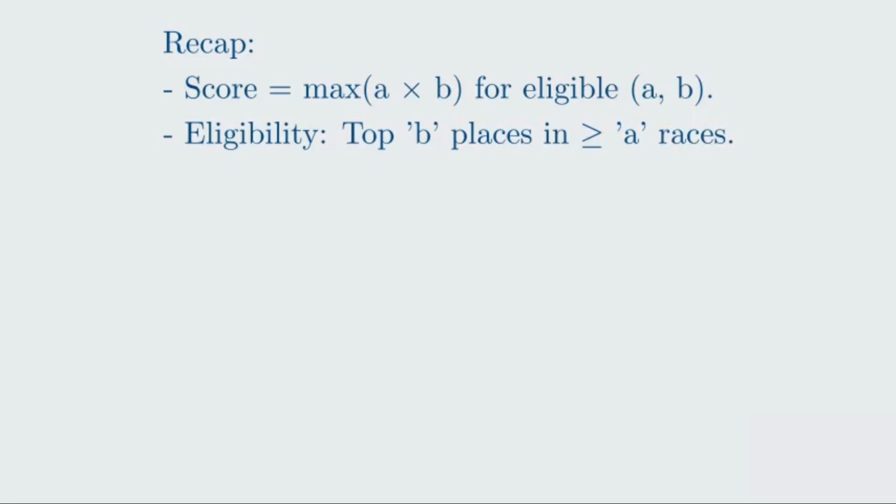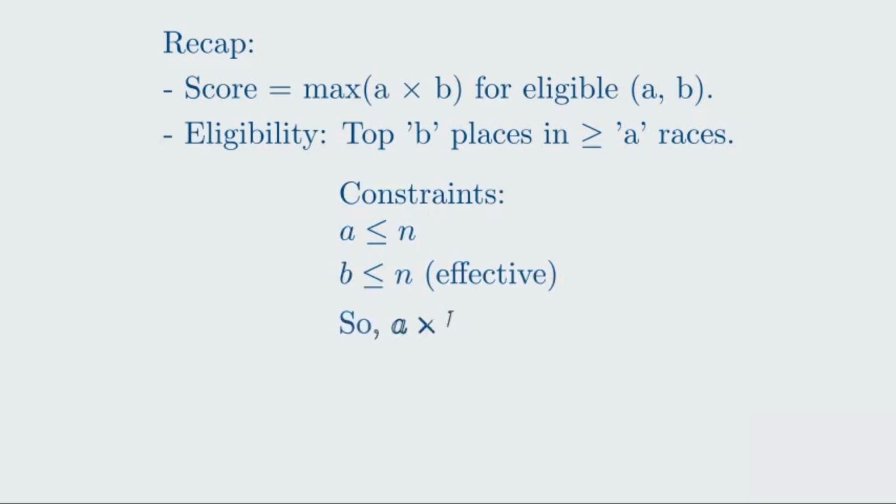So, for any eligible rating AB, we must have A less than or equal to N and B less than or equal to N. This means their product, A times B, must be less than or equal to N times N, or N squared. This gives us an upper bound for any student's score. No score can be greater than N squared.